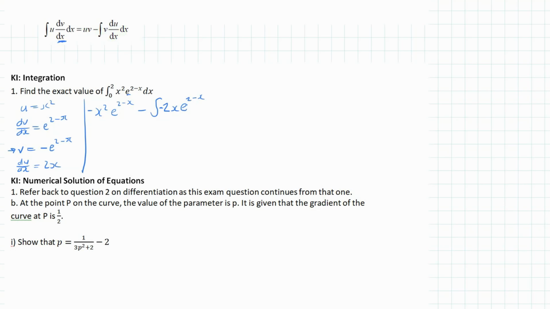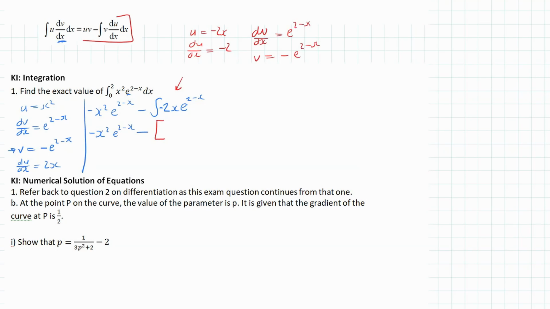So I'm going to switch colors now. For this bit here, I'm going to say u is my minus 2x, and therefore du/dx is equal to my minus 2. My dv/dx is equal to e to the 2 minus x, and therefore my v is equal to minus e to the 2 minus x. So now we're going to go minus x squared e to the 2 minus x minus, and then I'm going to put this in brackets, as I'm integrating this bit here.